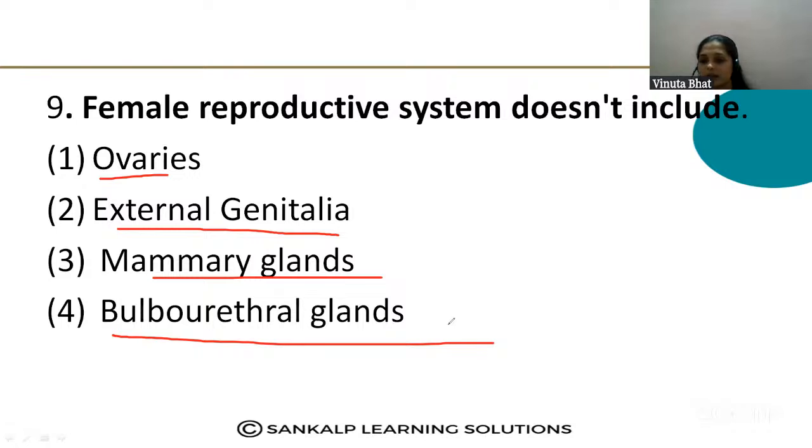Yes, correct. Option D. Kamakshi. Yes, very good. Option D is the correct answer. Many students commented the correct answer. That is the bulbourethral gland. Remaining three are included in the female reproductive system.